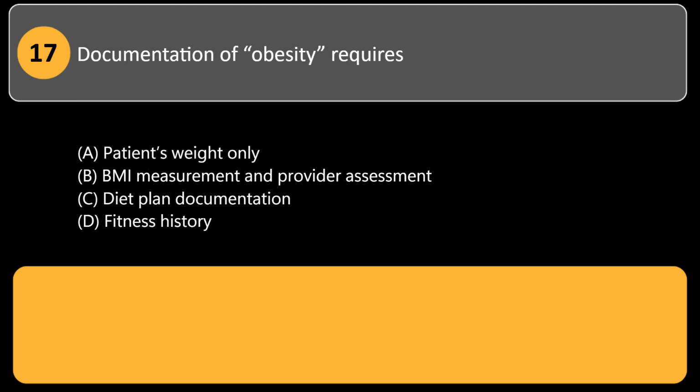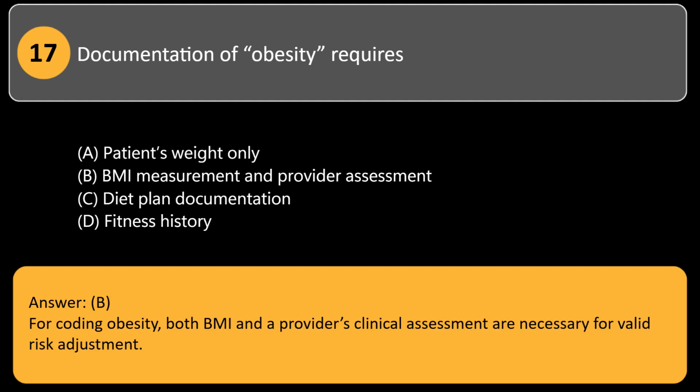Documentation of obesity requires: A. Patient's weight only. B. BMI measurement and provider assessment. C. Diet plan documentation. D. Fitness history. Answer: B. For coding obesity, both BMI and a provider's clinical assessment are necessary for valid risk adjustment.